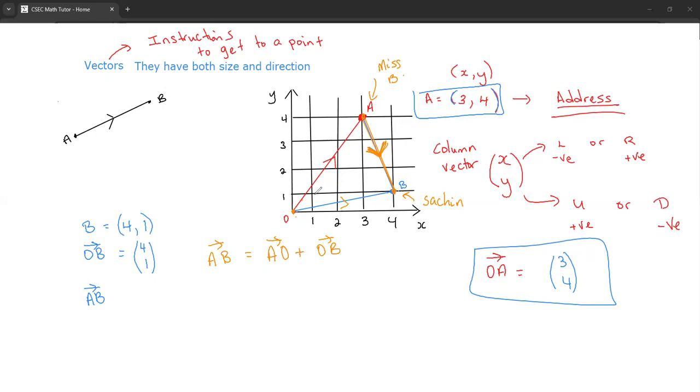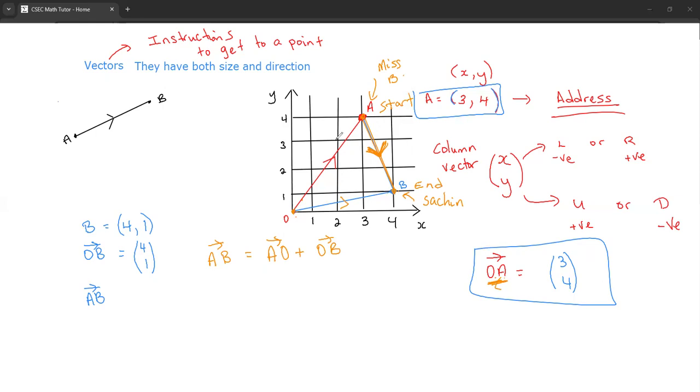Now, don't you know the instructions how to get from O to A? We had the instructions how to get from O to A. But this time we want to go in the opposite direction, which is from A to O. Right? Because we're starting from my house and we want to end at Sachin's house. So I'm going to start from my house and go the other way around.